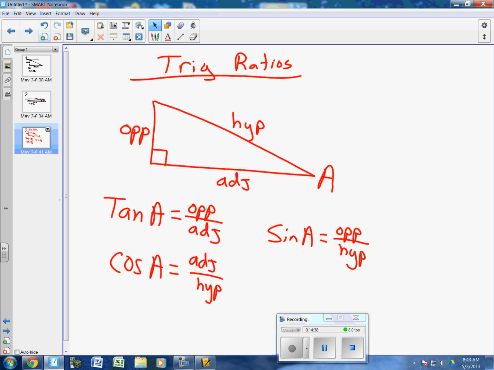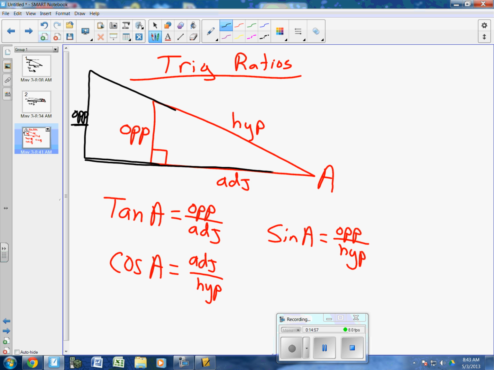Because, you guys, if you have a 30-degree angle, it doesn't matter. If I have a 30-degree angle at A, it doesn't matter if I extend my triangle out right here and take the tangent of that. This opposite side in black over that whole adjacent length is equal to this opposite side over this adjacent side right here. It's the same ratio, and that's why this works.